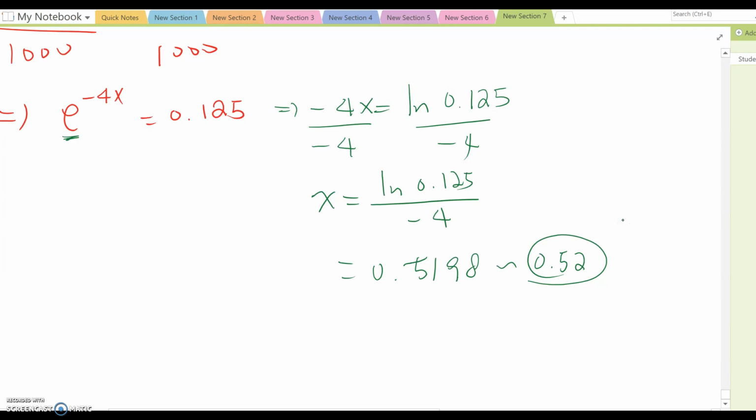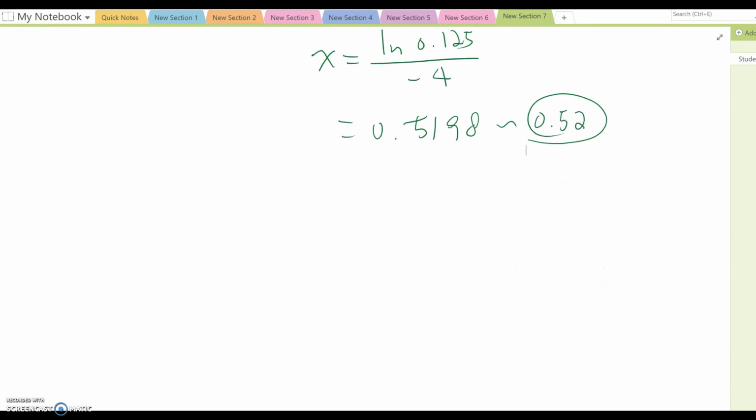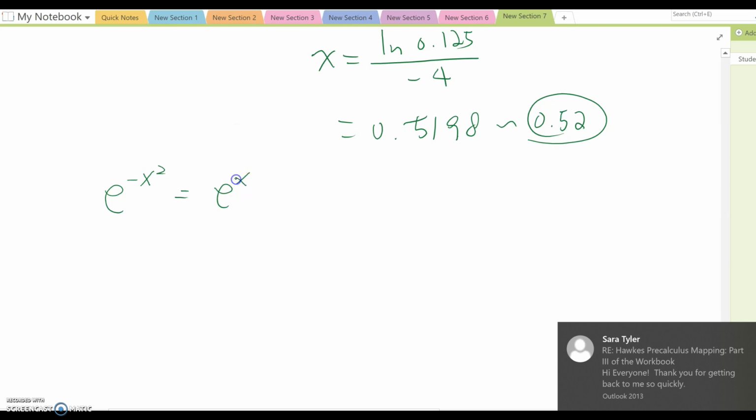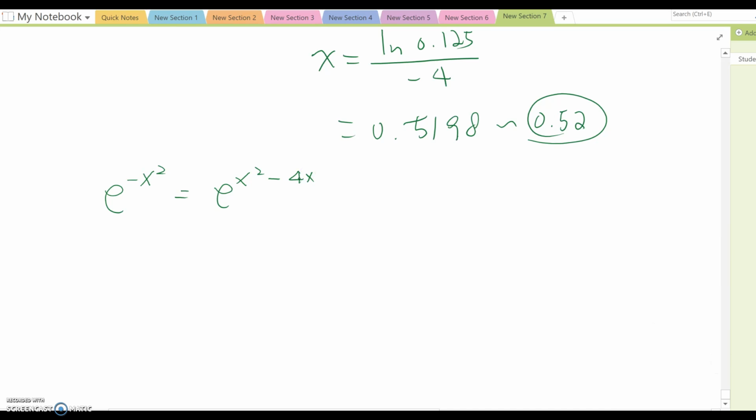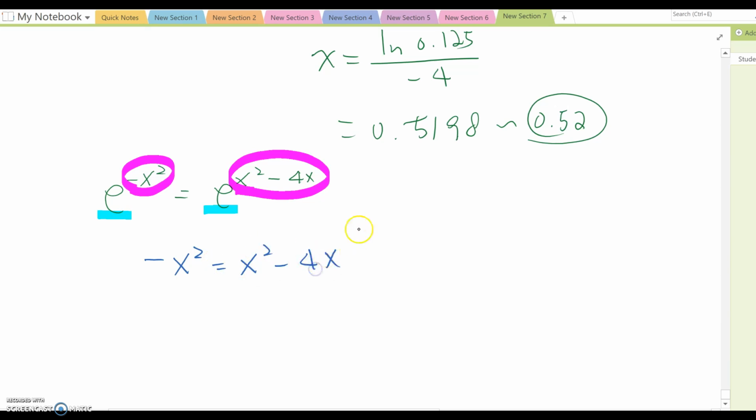Okay, the last type of question which I want to cover in this video is like this one. e to the negative x squared equal to e to the x squared minus 4x. Fortunately, we have exactly the same base value. So again, if the bases are equal to each other, then the exponents must be equal to each other. So we can set up negative x squared equal to x squared minus 4x.